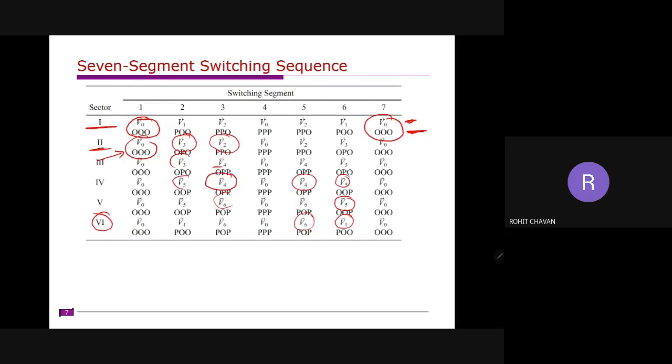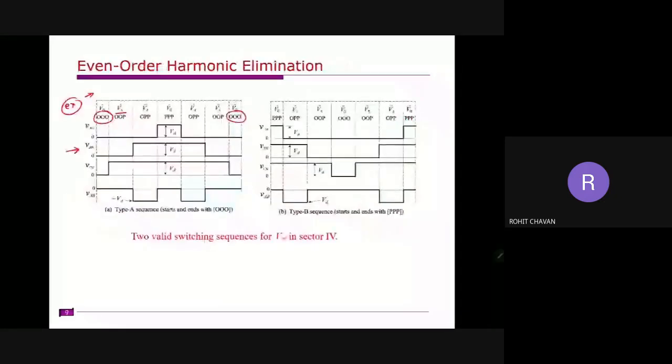So when V4 and V5 come, the switching sequence corresponds to sector 4. Earlier the example was given for sector 1, and now it is given for sector 4. So that's why we have V5 and V4. Here it is 000, and this is the corresponding output voltage in case of sector 4, for A phase, B phase and C phase. Type A is the normal one, started with 000 and ended with 000.